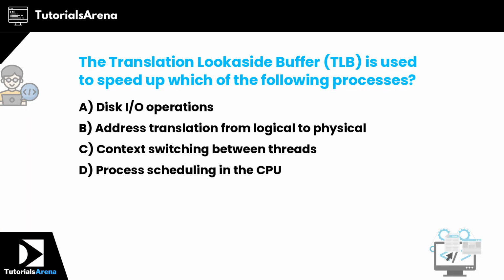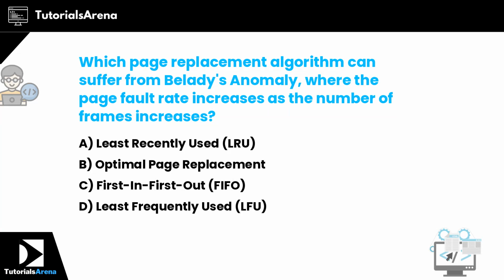The translation look-aside buffer, TLB, is used to speed up which of the following processes? The correct answer is option B, address translation from logical to physical. Which page replacement algorithm can suffer from Belady's anomaly, where the page fault rate increases as the number of frames increases? The correct answer is option C, first in first out, FIFO.